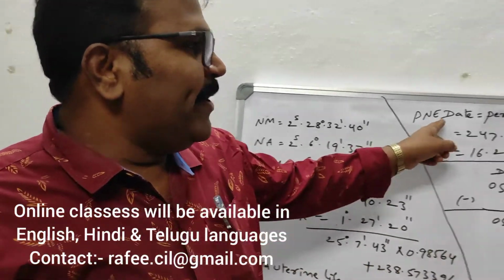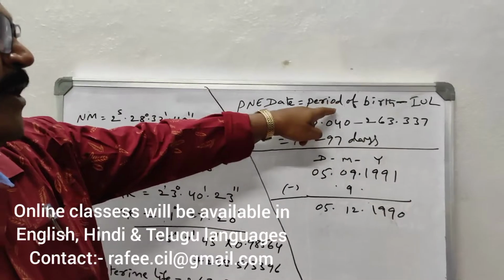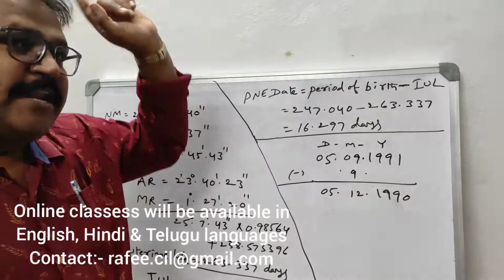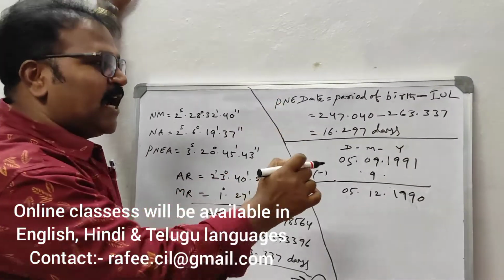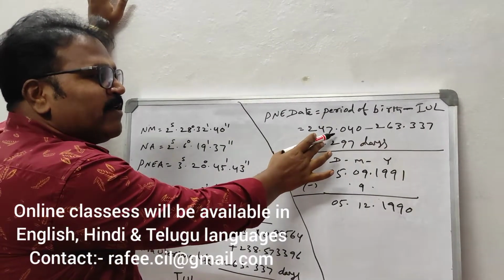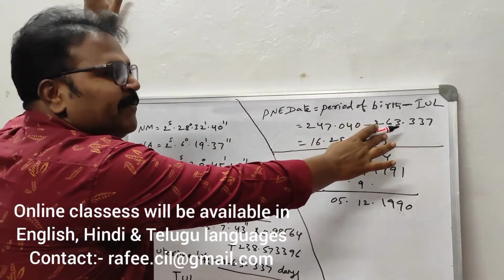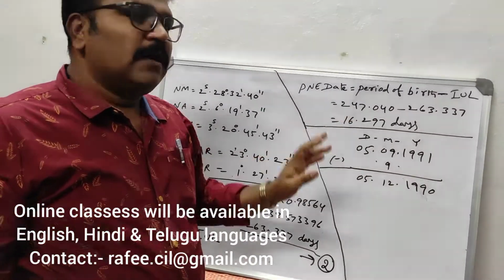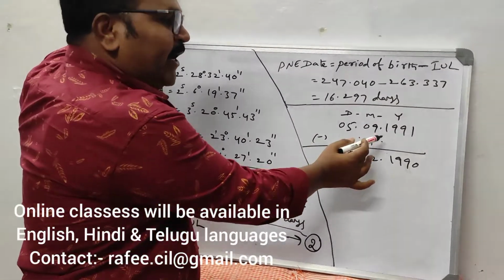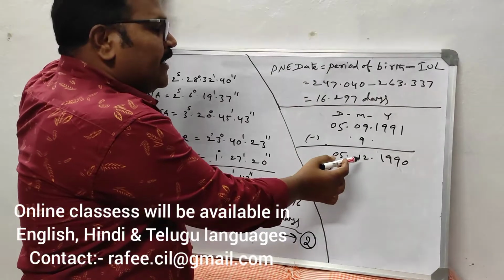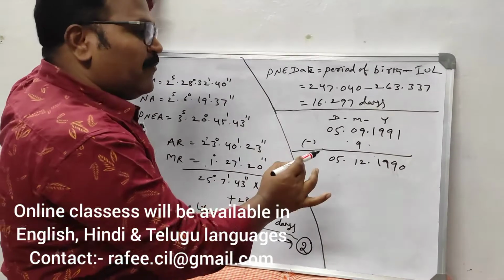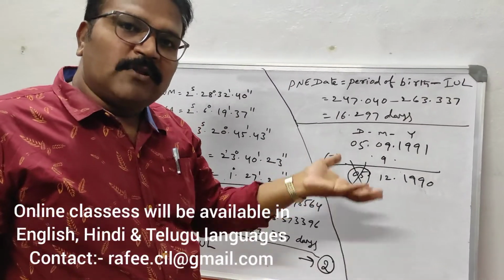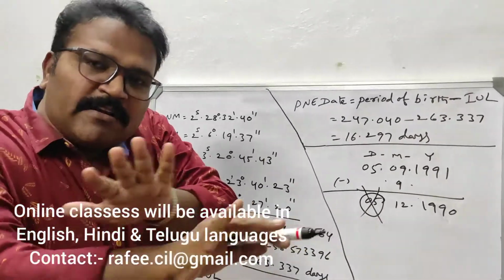Now the PNEA date is the period of birth time minus IUL. In equation 1, we noticed that the period of birth time is 247.040, minus IUL 263.337. So the surplus is 16.297. Now this is the date of birth given by the native, 1991 September 9. With 9 months subtracted, it is December, but the day is not considered.